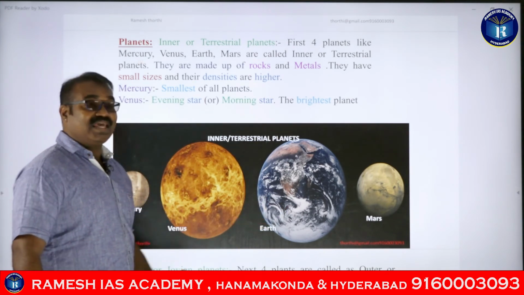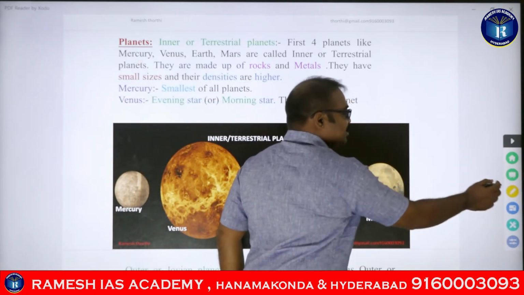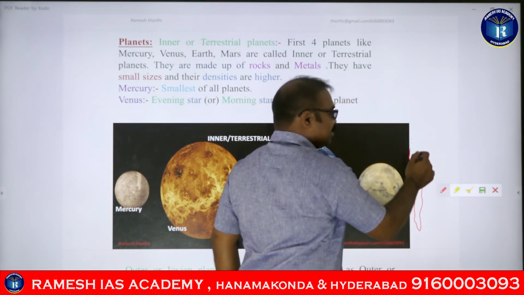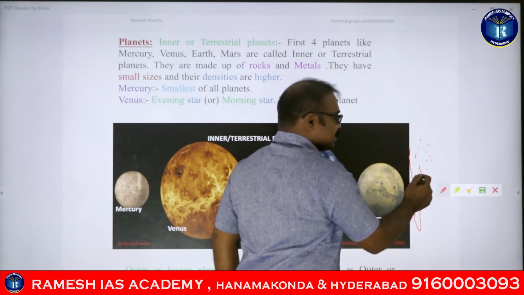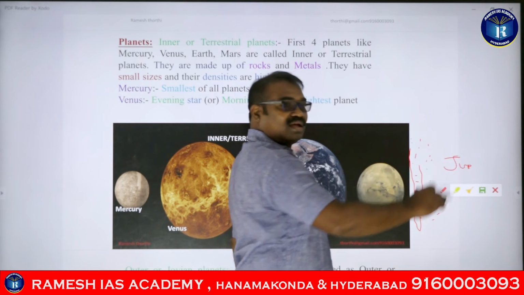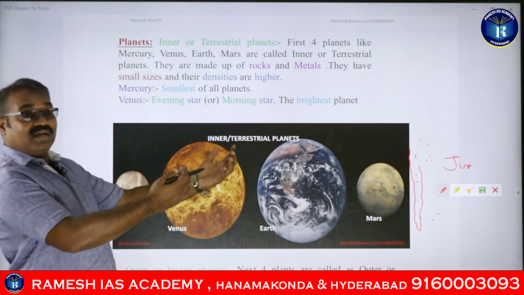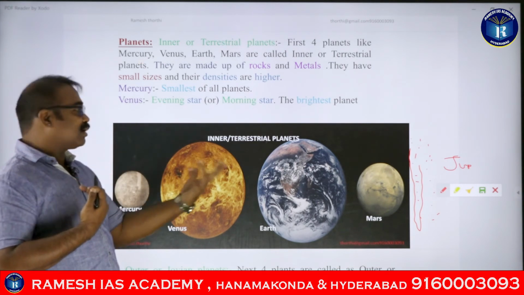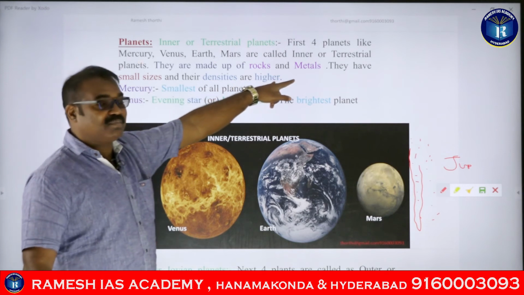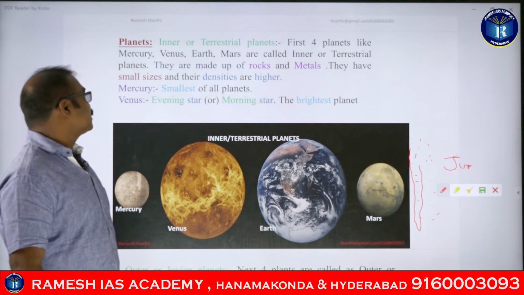And because they are inside of the asteroidal belt, they are called the inner planets, guys. This is the asteroidal belt present here. Then you will be having the Jupiter and the rest, guys. Because they are present towards the inside of the asteroidal belt, they are called the inner planets. And they are all made up of rocks and metals, guys.